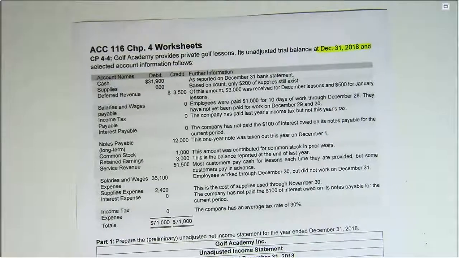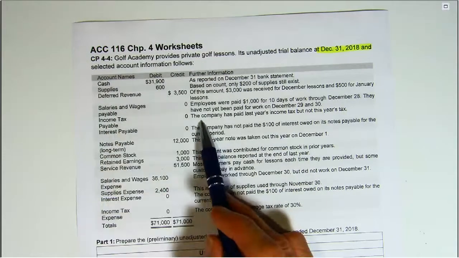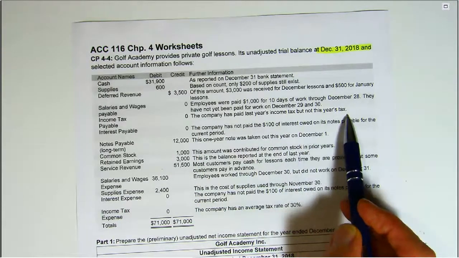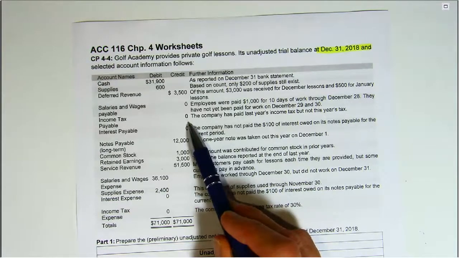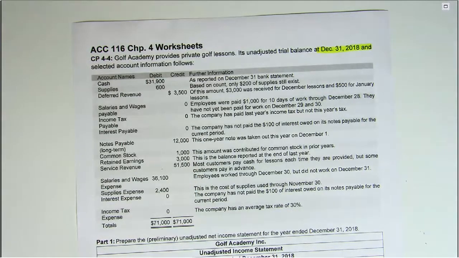Next account. Income tax payable. It states that the company has paid last year's income tax, but not yet this year's income tax. Well, we haven't even figured out our taxable income yet. So we have to wait with this one until we can determine what our adjusted net income is, and then we'll calculate our income tax expense and income tax payable.